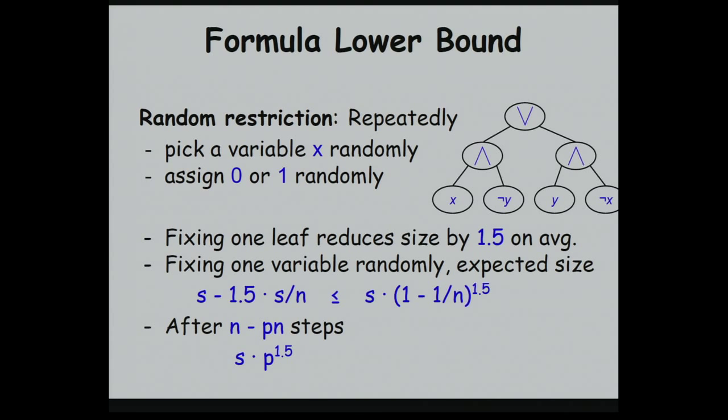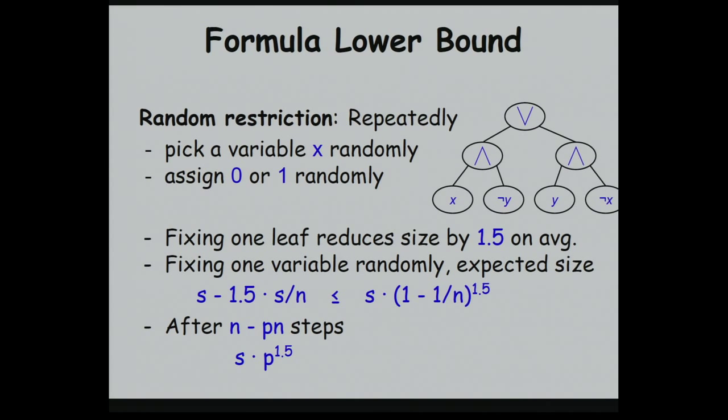Using this approach, if you think of each individual leaf, by randomly fixing the leaf, you can eliminate 1.5 leaves on average. Given a formula of size S on n variables, if you pick a variable randomly and fix it, in expectation you can reduce the size by 1.5 times the average frequency S over n. So this is upper bounded by this.